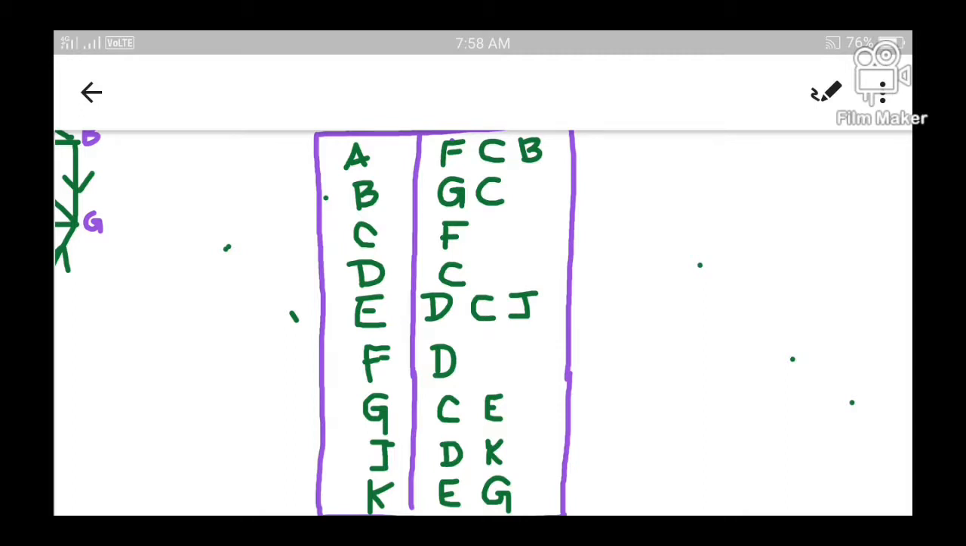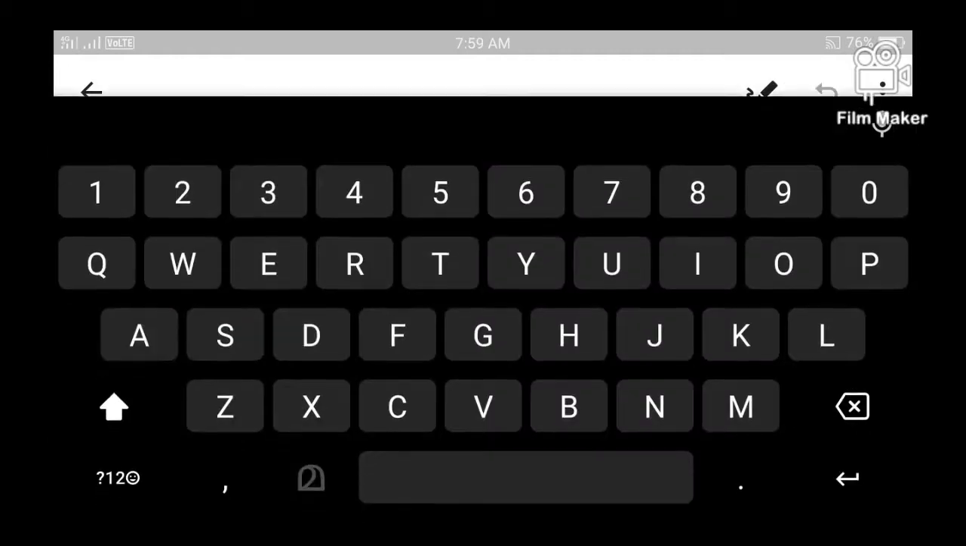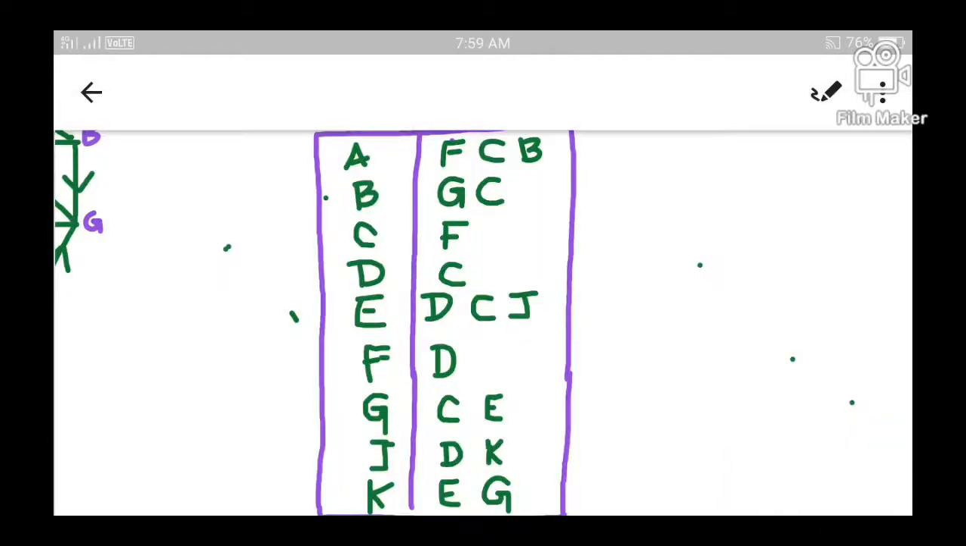That means from this table it is clear that every node is having certain adjacent nodes to it. And node A is having 3 adjacent nodes, which are F, C and B. Node B is having 2 adjacent nodes, which are G and C. What do you mean by these adjacent nodes? Adjacent nodes means all those nodes are directly reachable from a given node.